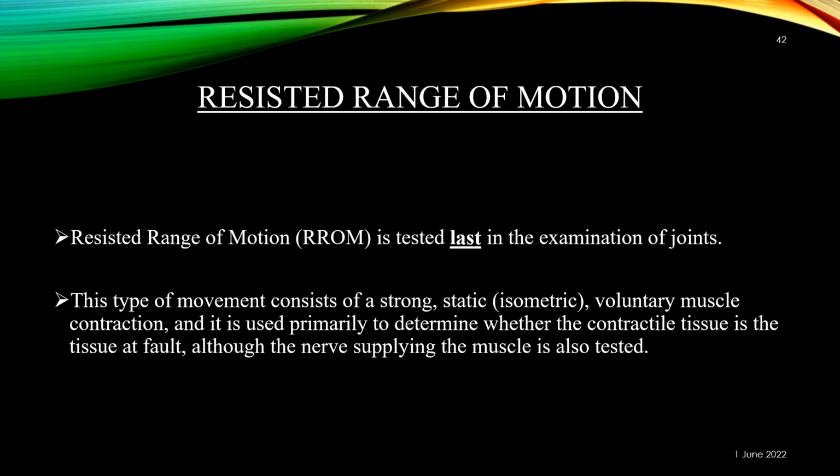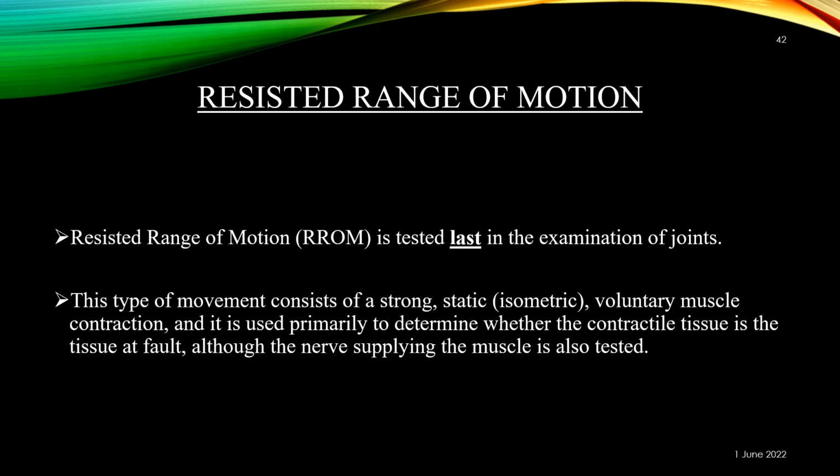It's teamwork. The client is resisting your pressure as the therapist. This is the most important portion of this resistance component: whatever joint you're testing, you have to put that joint into the open pack position. Whether it's shoulder, elbow, or wrist, it has to be in the open pack position. Otherwise, it's not resistant range of motion; then you're looking at manual muscle testing of a particular muscle.